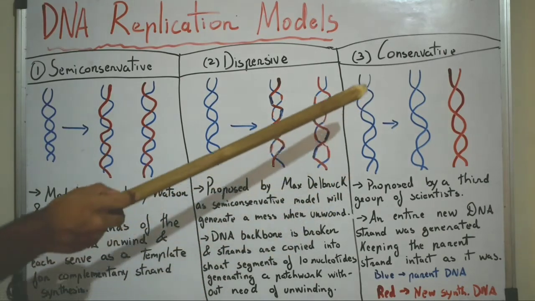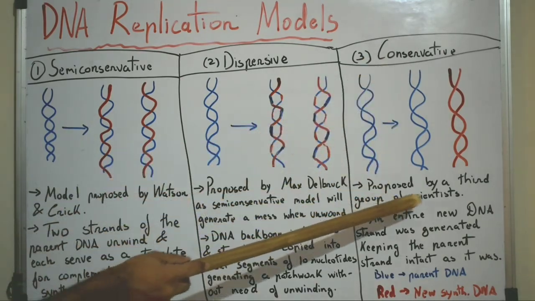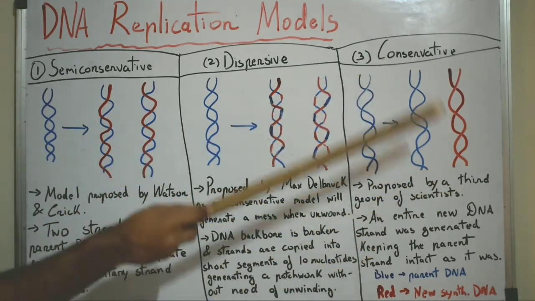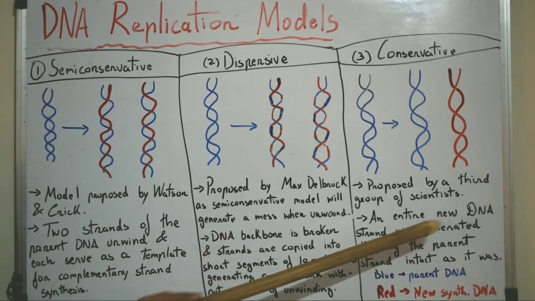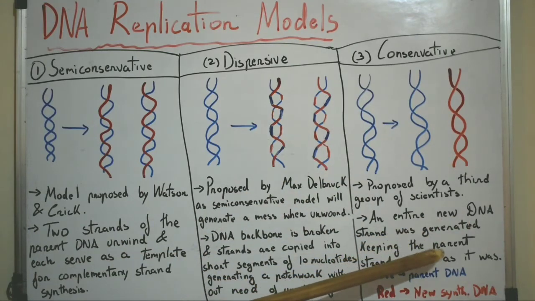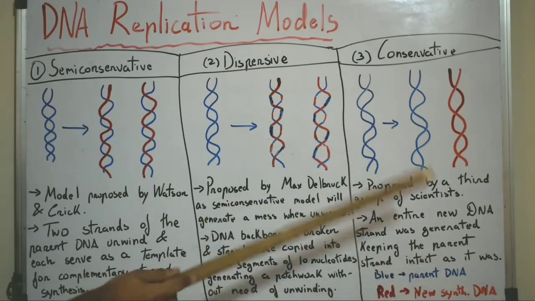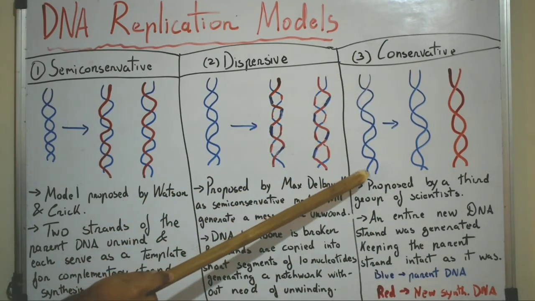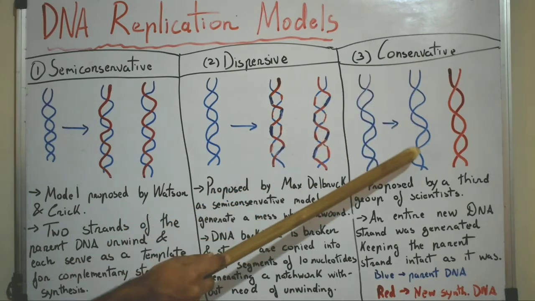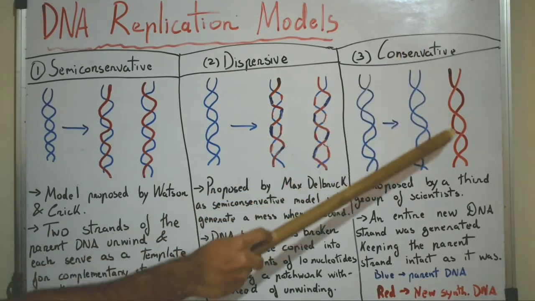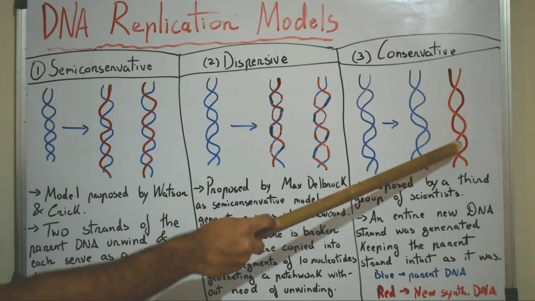Now the last model was the conservative model, which was proposed by a third group of scientists. Now according to them, an entire new DNA strand was generated, keeping the parent strand intact as it was. So in this model, what happens is, this is the parent DNA and it remains intact somehow, and a new daughter DNA was generated, which is shown in red.